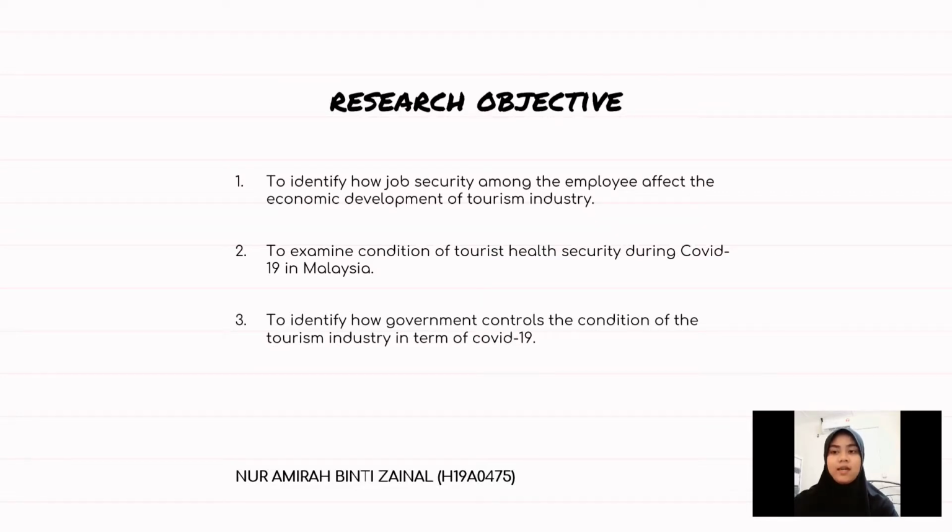And the last objective is to identify how the government controls the condition of the tourism industry in terms of COVID-19. So the government of Malaysia has issued a directive to ban travel abroad or within the country, and many tourist spots have been ordered to close.